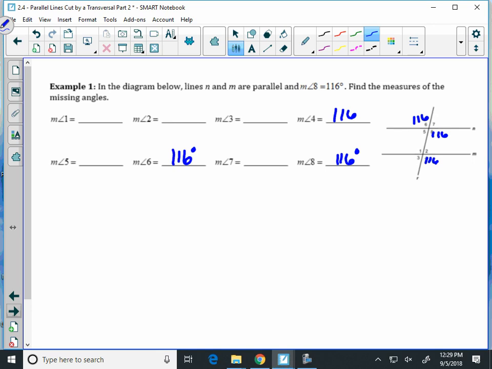Plus 1. How is 1 116 degrees? Oh, because it's vertical to 6. Yeah, it's vertical to 6. Good. You also could have said it's alternate interior to 8. It's also vertical to 4, corresponding to 6. Okay.